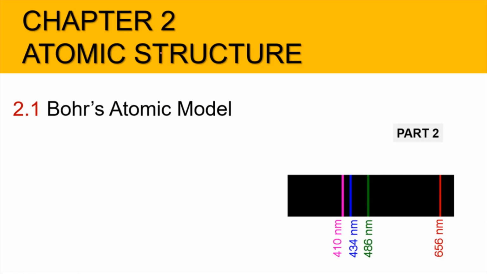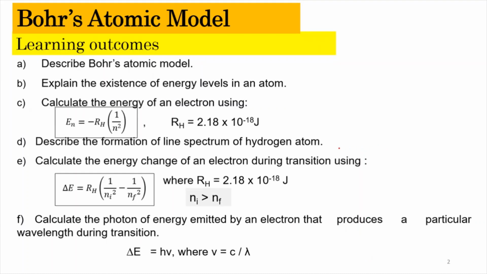So now we are in chapter 2, atomic structure. And now we're going to focus on the subtopic of 2.1 Bohr's atomic model, part 2 of the video. So in this video, we're going to focus on the learning outcome of T, which is the description for the formation of line spectrum of the hydrogen atom. And this is going to be covered in this video, which is part 2 of the video.